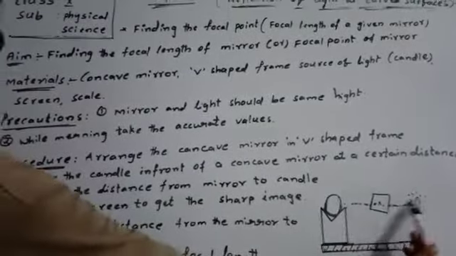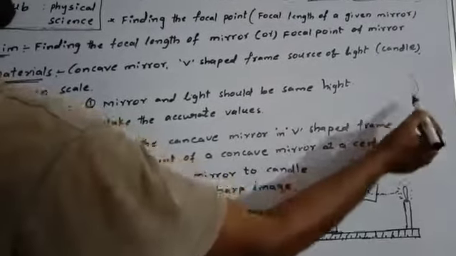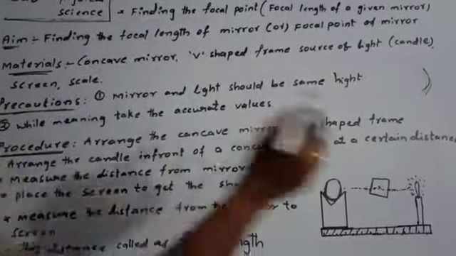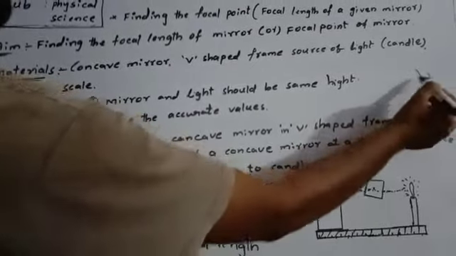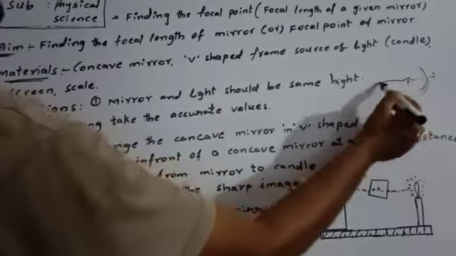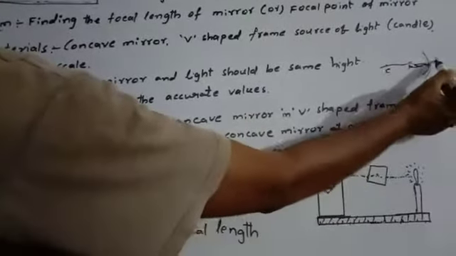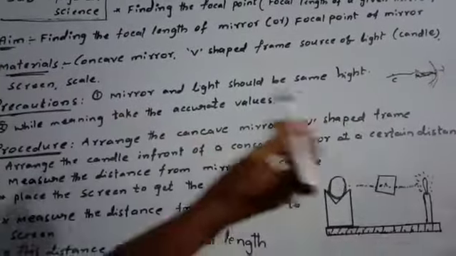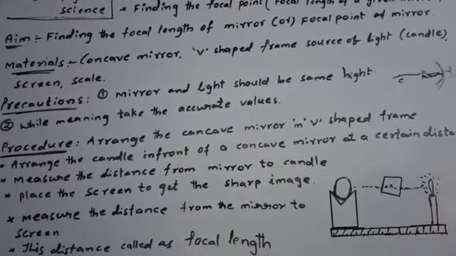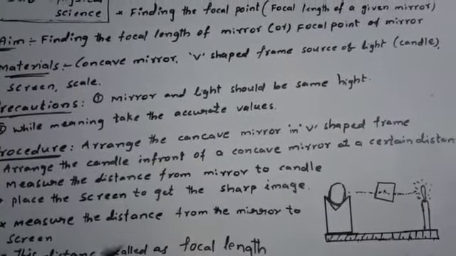Focal length is already explained. Here is the curved arc, the pole, the focal point, and the center of curvature. We have to find the distance between the pole and the focal point, which we call the focal length. I explained it in the previous video.